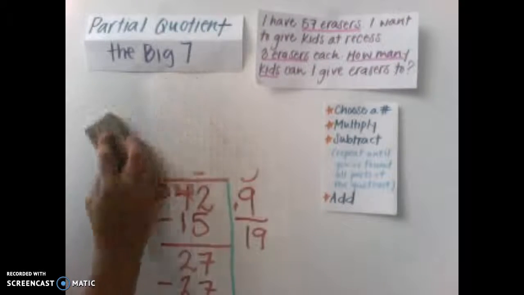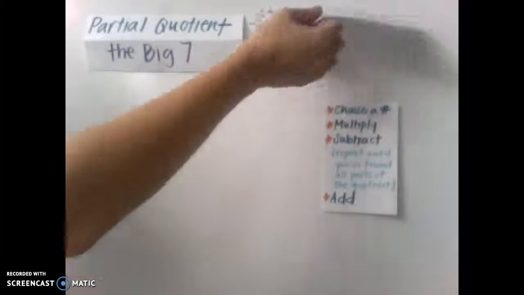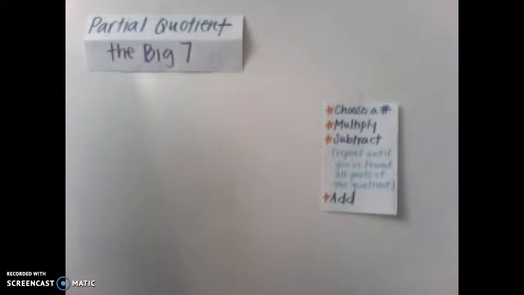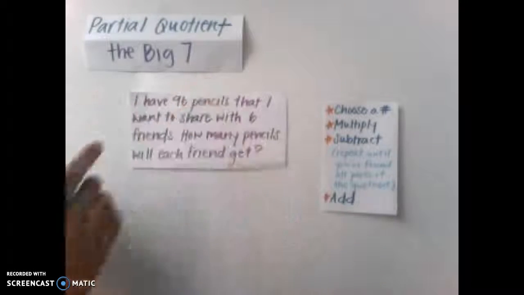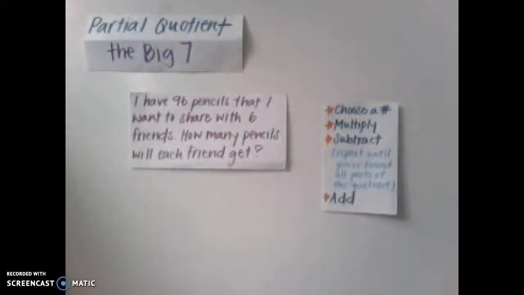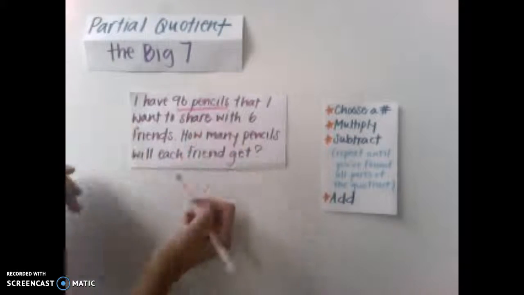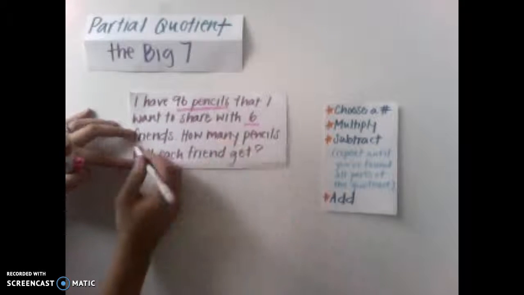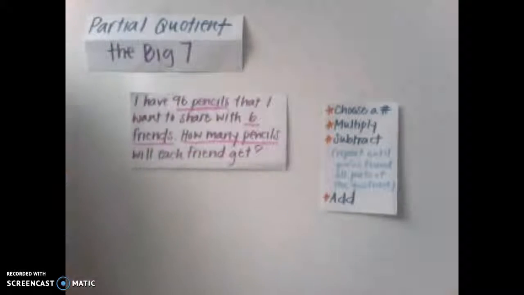You still with me? Let's do one more example together. This one I want you to do with me, so get that pencil and paper ready. I have 96 pencils that I want to share with 6 friends. How many pencils will each friend get? Let's underline our math action words first. I have 96 pencils. I'm sharing them with 6 friends. So how many pencils will each friend get?